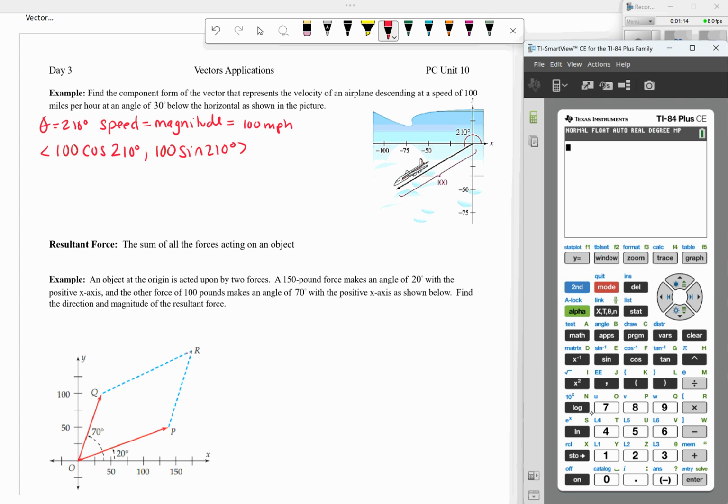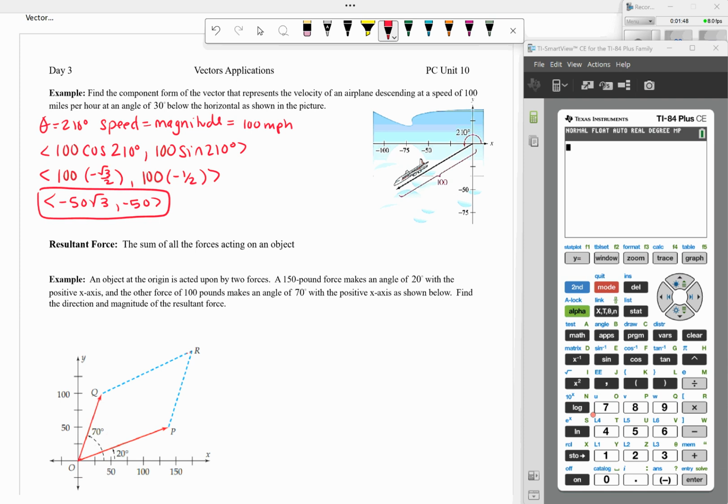If it's something on your unit circle, we can use the unit circle. So we actually don't need our calculator for this. We can just do this without the calculator. So we have 100 times the cosine of 210 degrees, which is negative root 3 over 2. And for the vertical component, 100 times the sine of 210, which is negative 1/2. So for this one, 100 times negative root 3 over 2 gives me negative 50 root 3. And then this would give me negative 50. So this would be the component form of the vector that represents this velocity at the specific direction that we have.